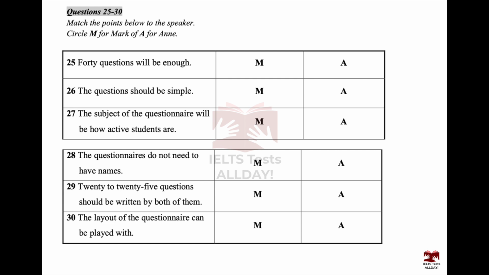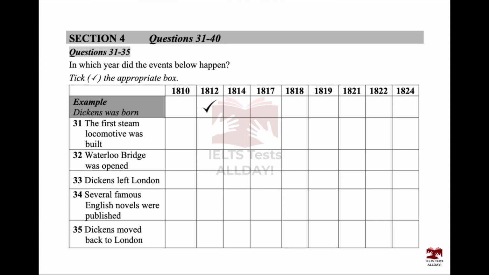Now turn to section 4. Section 4. You are going to hear a talk on the writer Charles Dickens, given by a university lecturer to a group of students. First, look at questions 31 to 35. Note the example that has been done for you. As you listen to the first part of the talk, tick the appropriate box for questions 31 to 35.